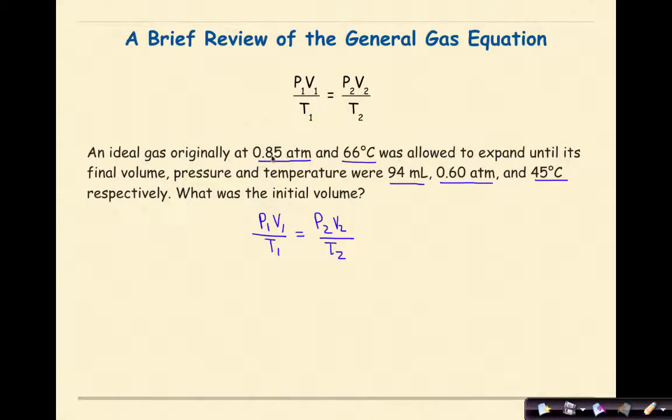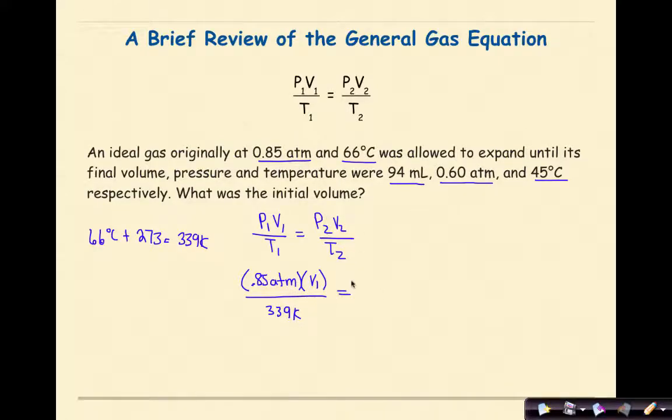So my initial pressure is 0.85 atmospheres. So my P1 is 0.85 atmospheres. And if you want to list these out ahead of time, that's always a smart move. My V1 is what I am solving for. My T1 is 66 degrees Celsius, so 66 degrees Celsius plus 273 is going to give me 339 K. So I'm going to put 339 K on the bottom.